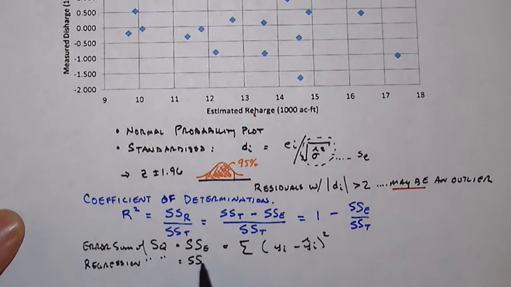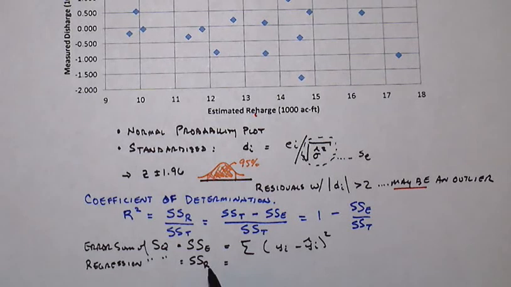SS sub R, not to be confused with residuals, and it could be very easily confused, is the sum of the differences between our predicted value and the sample mean. So that's the regression value, and there's your sample mean, just your pure raw sample mean for y. And that's also equal to beta 1 times capital S sub xy.